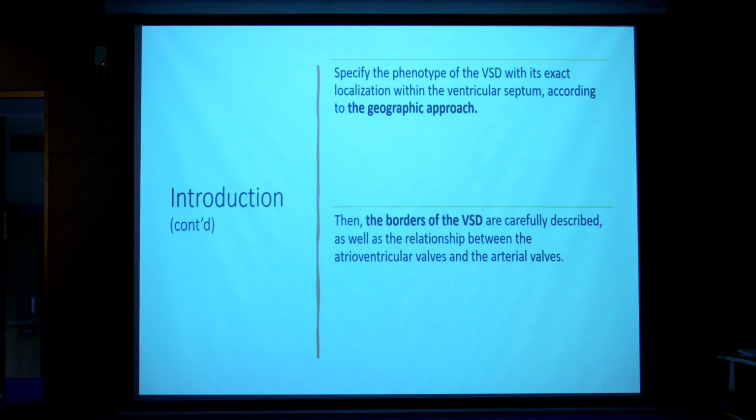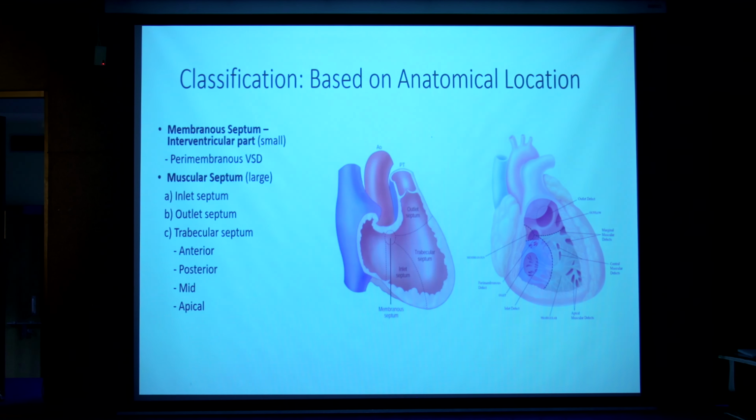and then define the borders in relation to the atrioventricular valves and the arterial valves, so that you can exactly localize what the borders are and where exactly the location is, what the structures related to it are, and what you need to take care of while performing the operation.